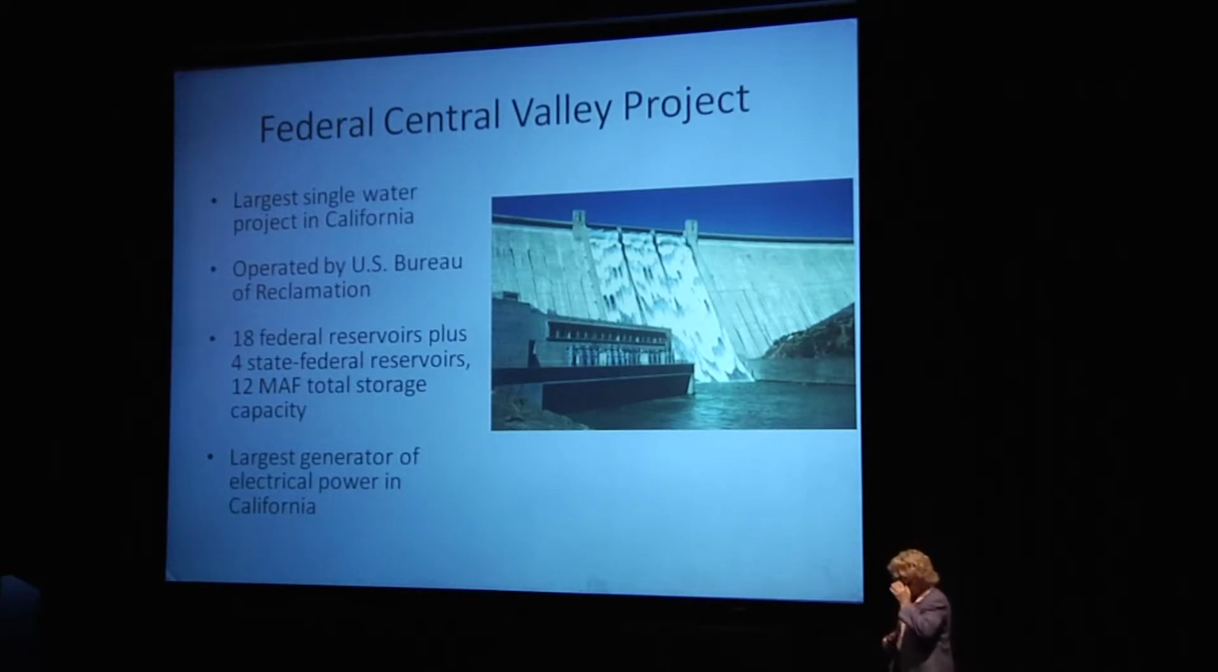The largest water project in the state is the federal Central Valley Project, which is a conglomeration, if you will, of a number of different facilities. The combined storage capacity of all the CVP facilities is about 12 million acre-feet. So keep that number in mind. And interestingly enough, it's also the largest generator of electrical power in California.